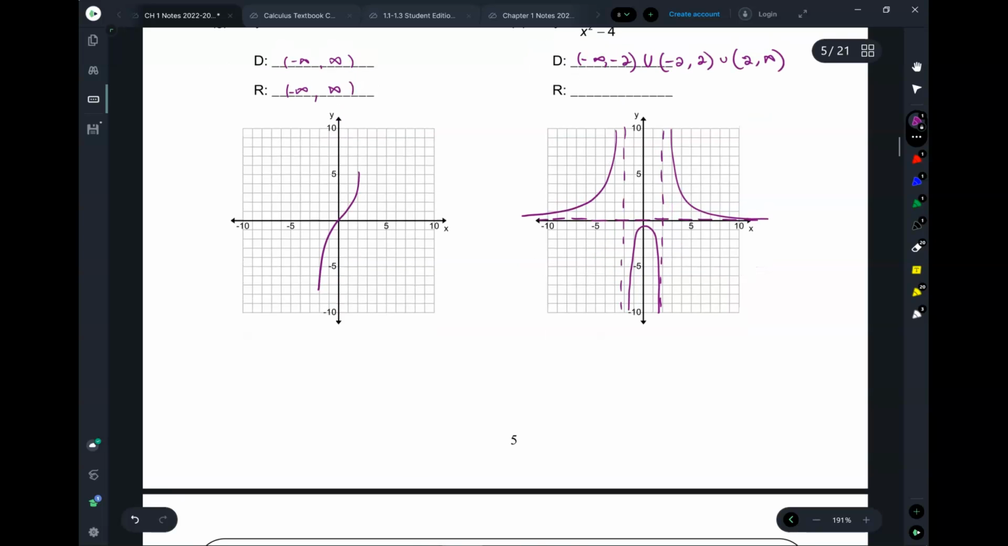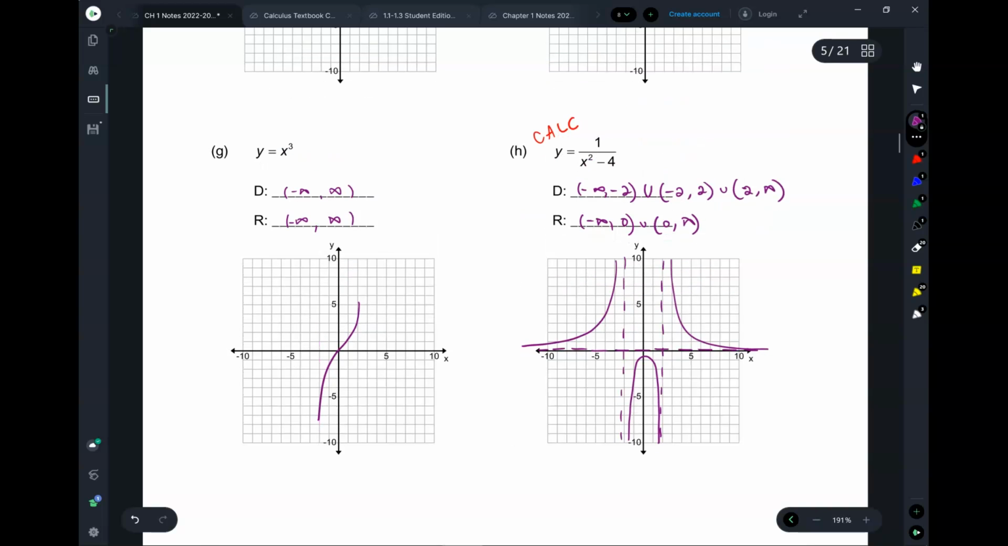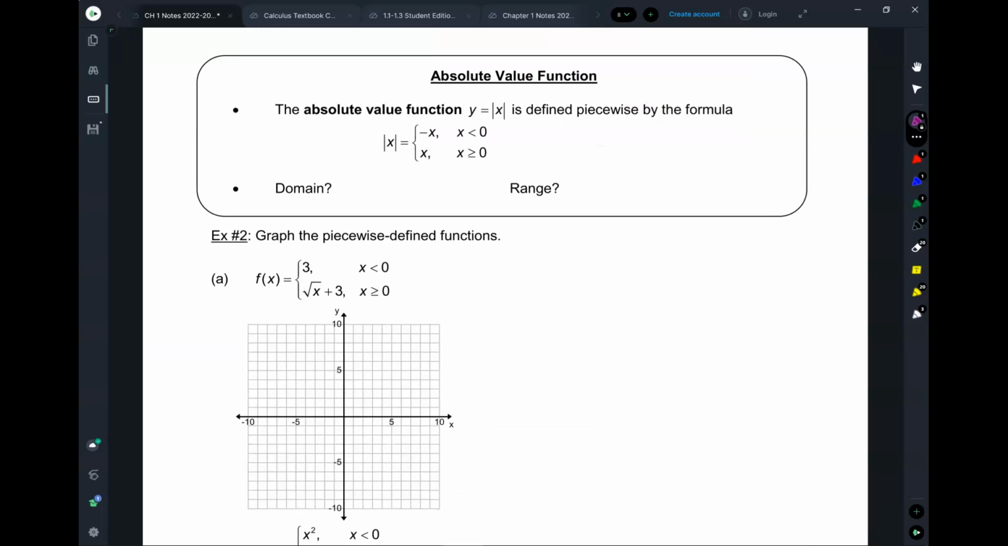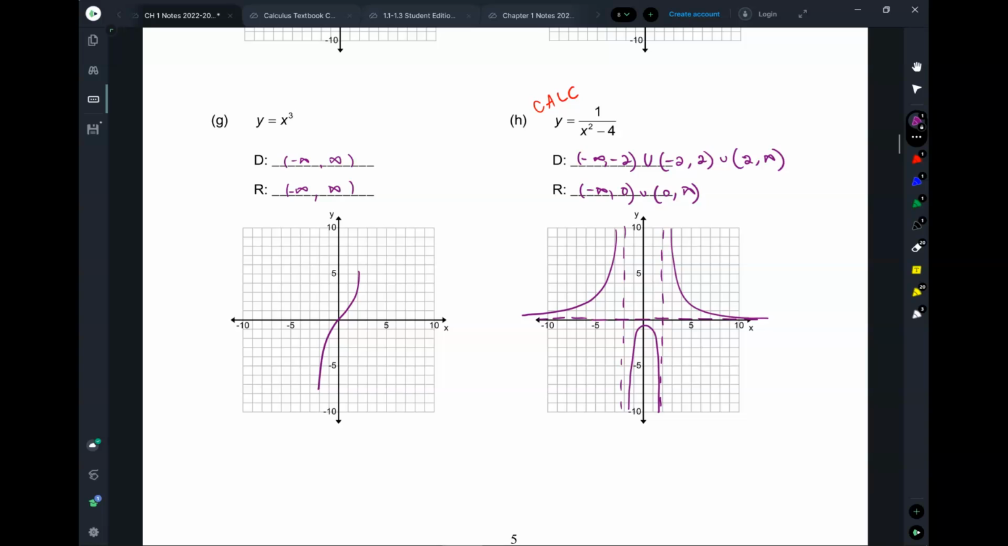Oh, we're not doing the range? We are. So for the range, we're gonna go from negative infinity to 0, and then 0 to infinity. We're gonna do more on this in a little bit. Is that a calculator one? Yeah. The brackets and the parentheses didn't matter on that one? They're all parentheses because there's asymptotes everywhere.